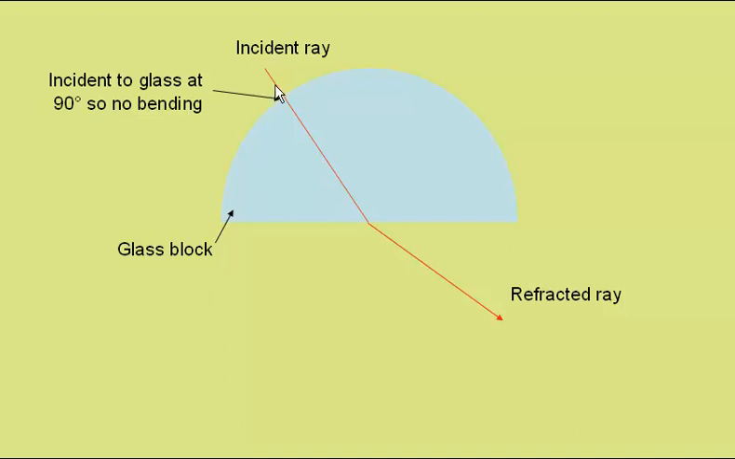There is no bending at this point as the ray meets this face at 90 degrees. That means we can concentrate on this region where the light is going from an optically dense medium to an optically less dense medium, from glass to air. The ray of light is speeding up as it comes from here to here. If we mark on the normal at 90 degrees to this face, we can then label this angle theta, the angle of incidence.